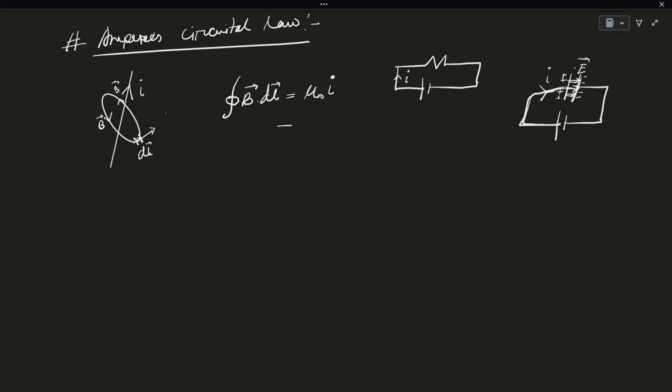If we consider a closed loop here, in this position, there is actually no current flow. Since there is no conduction current, to flow the current there must be some conductor.